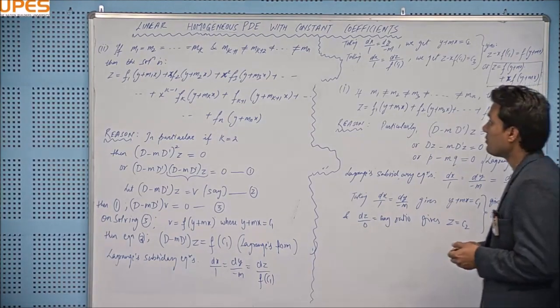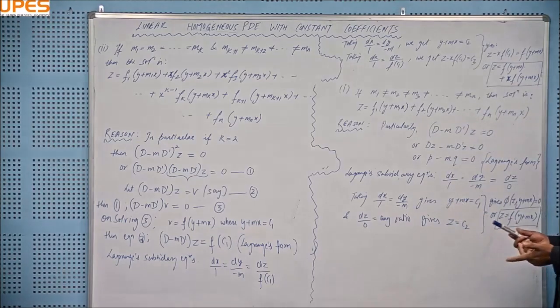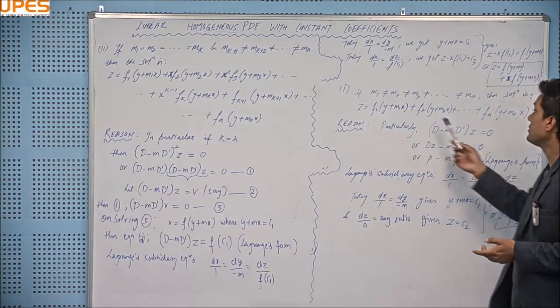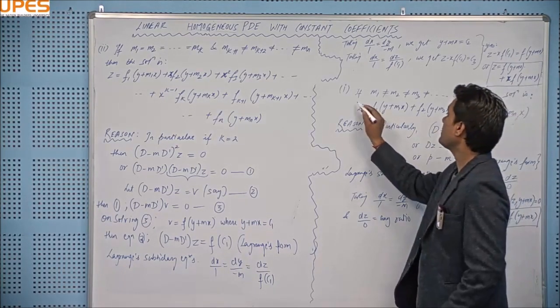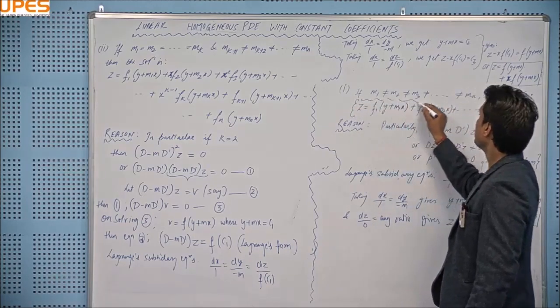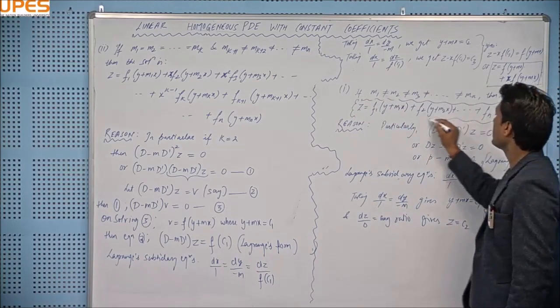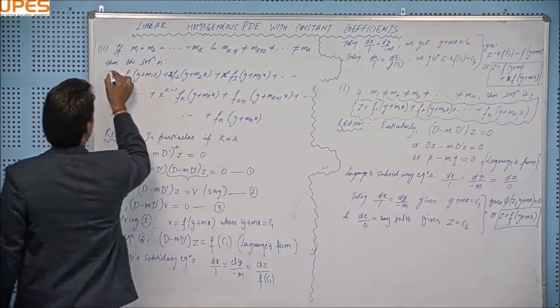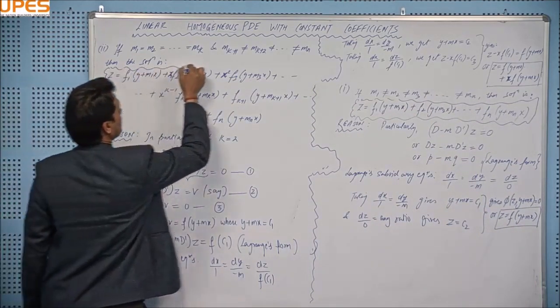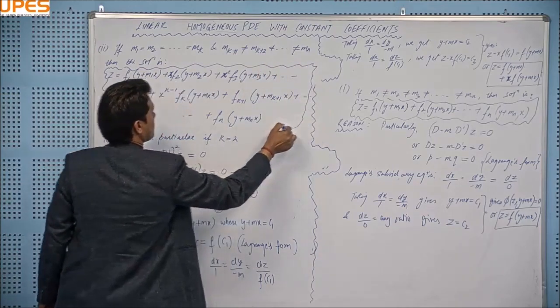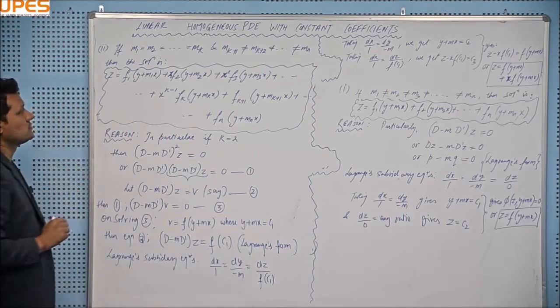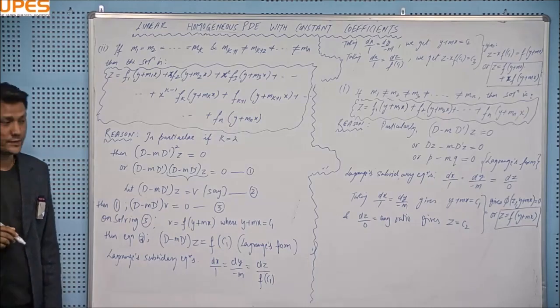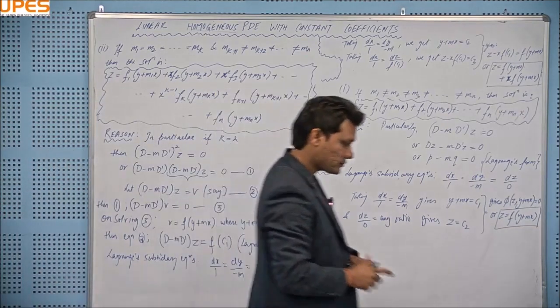This is the formula for distinct roots, or I should say distinct factors. This will go with us in the numericals. And this is the formula for repeated roots. This will go in numericals.